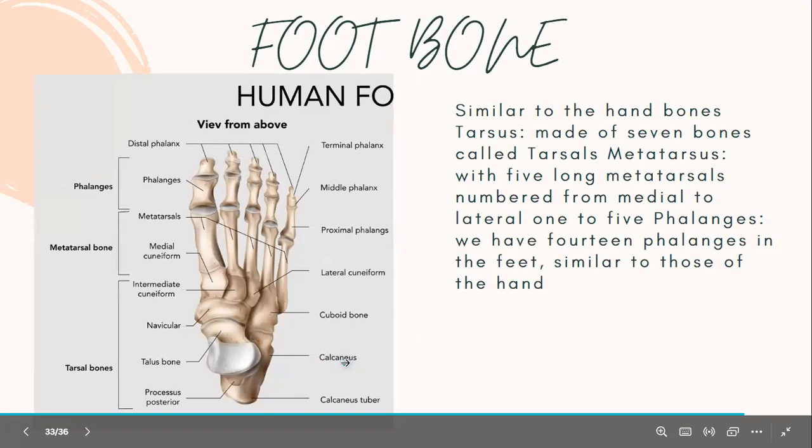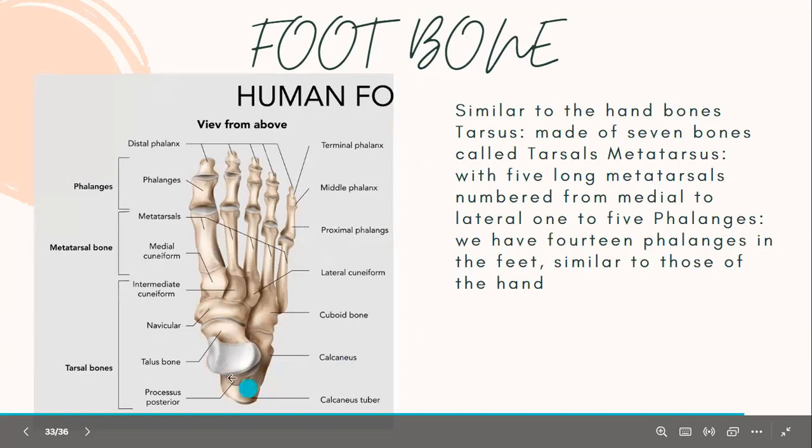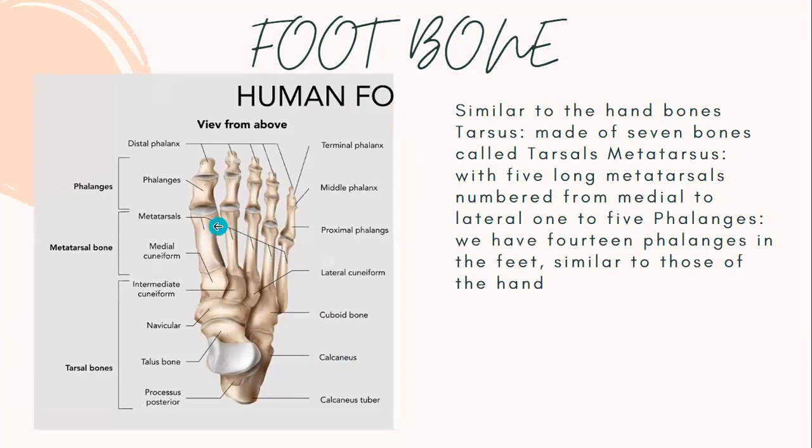Foot bones. Similar to the hand, the foot has the tarsus, made of 7 bones, and the metatarsals, with 5 long metatarsals numbered 1 to 5 from medial to lateral, and the phalanges. We have 14 phalanges in the feet, similar to those of the hand.